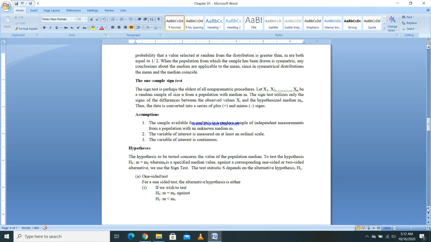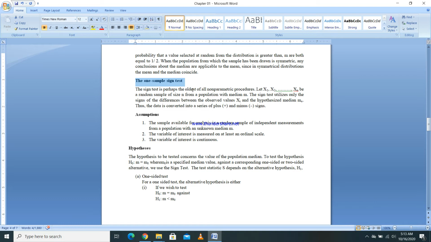Okay, so I'm going to discuss a test that we use in non-parametric methods. That is known as the one sample sign test. If you Google this and go through the reference books, you will see this is one of the oldest non-parametric methods. We use the one sample sign test when we have to make inferences about the population median.